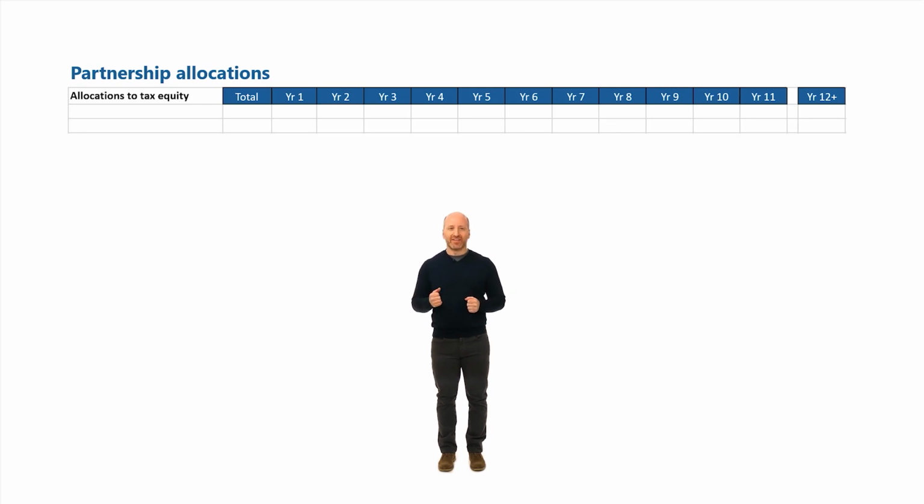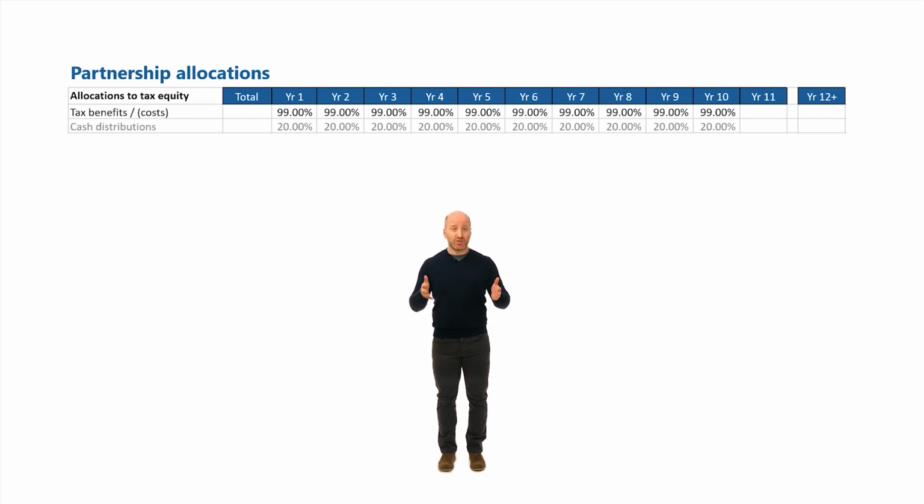The tax and cash allocations for our WIN project are just like we mentioned earlier. The tax equity partner will receive 99% of the tax attributes and 20% of the cash distributions for the first 10 years. And after those 10 years, the allocations will flip, and the tax equity partner will receive 5% of both the tax attributes and the cash distributions. And the sponsor partner is just going to receive the inverse of those benefits.